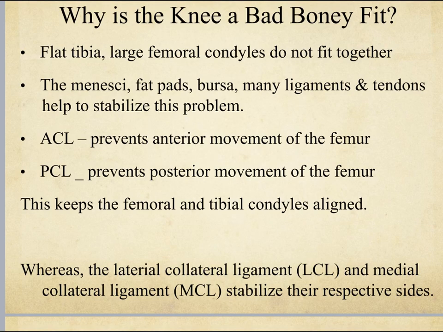Now we could focus more on that give and take that we had alluded to before. Why is the knee a bad bony fit? So let's look at the bones. Flat tibia, large femoral condyles. They don't fit together. They rely on accessory structures to stabilize them, like the menisci, fat pads, bursae, and tons of ligaments and tendons that help stabilize this problem. Now look at our anterior cruciate ligament and our posterior cruciate ligament. The ACL prevents anterior movement of the femur, whereas the PCL prevents posterior movement of the femur. This keeps the femoral and tibial condyles aligned, whereas the LCL and MCL give stabilization to their respective lateral and medial sides.